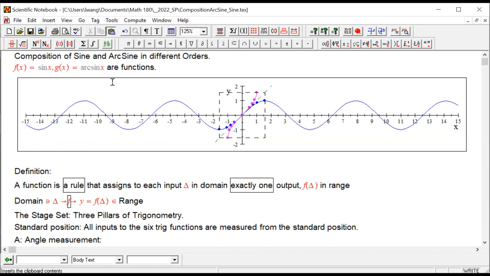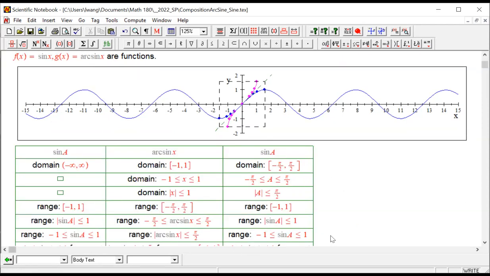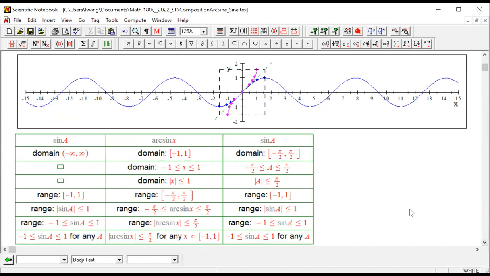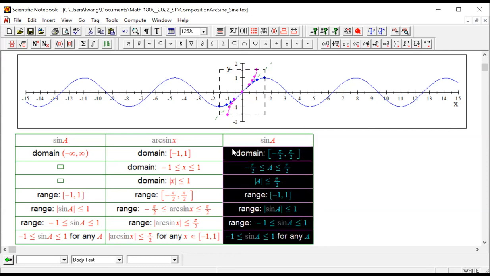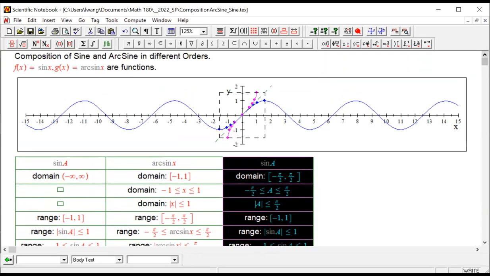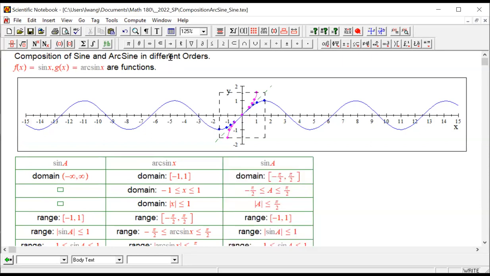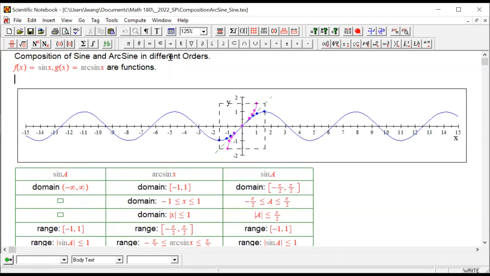We also have studied the domain and range, which we have a summary of right here. All of these are being studied. But we also mentioned that this function, this small piece, is rarely used. So we're going to talk about these different cases when the composition of sine and arc sine are part of the questions.